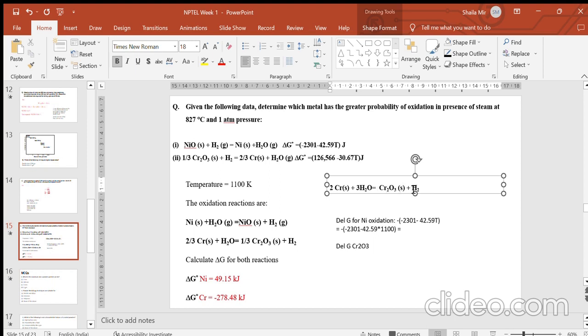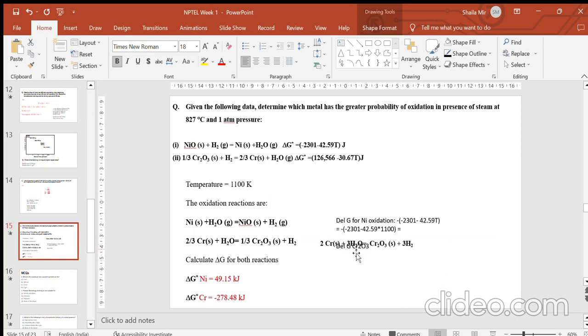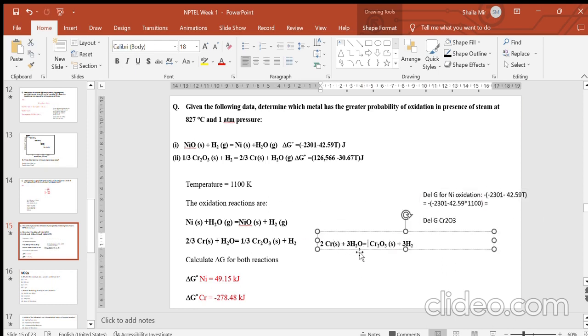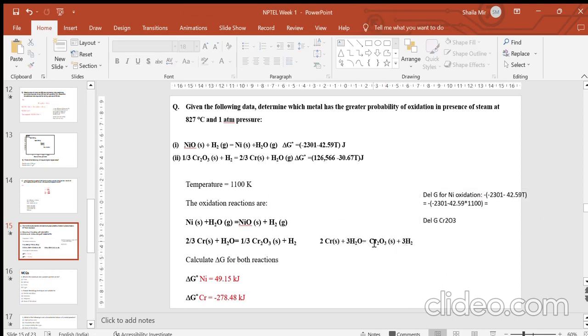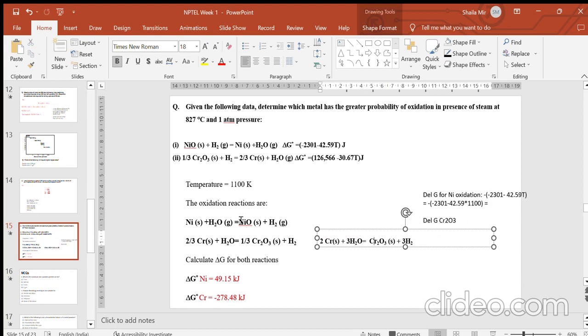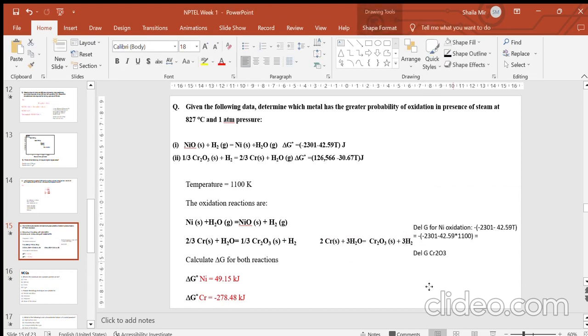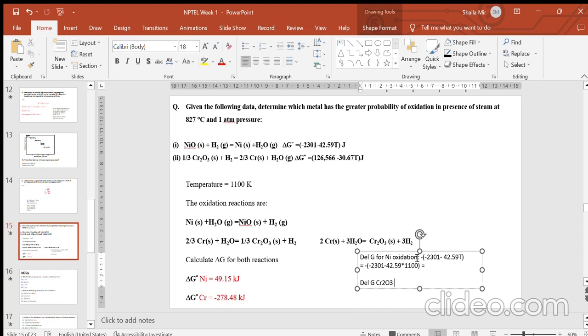You have to multiply it by 3. So now the new equation that you will have is 2 times chromium, 3 times H2O, 1 times chromium oxide, and 3 times H2. This multiplication of 3 is done so that we have 1 mole of chromium oxide and 1 mole of nickel oxide.